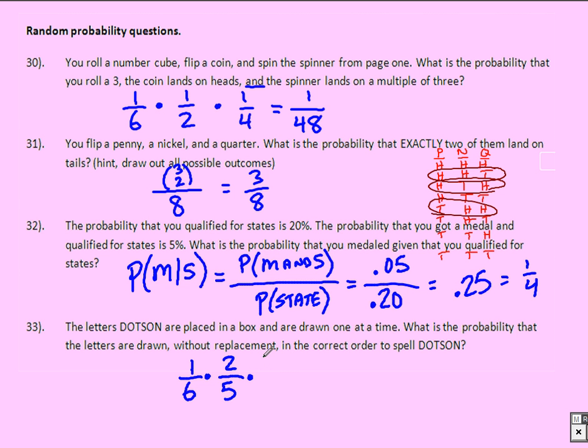Next, the T. There's only 1 T out of 4 remaining. Then the S. There's only 1 S out of 3 remaining. Then the O. There's only 1 O remaining out of 2. And then, picking the N last, there's only 1 out of the 1 left. That is the N. So there's your fraction. You're saying and, so you've got to multiply all that. You get 2 out of 720, which is 1 out of 360. So not great probability of that happening.